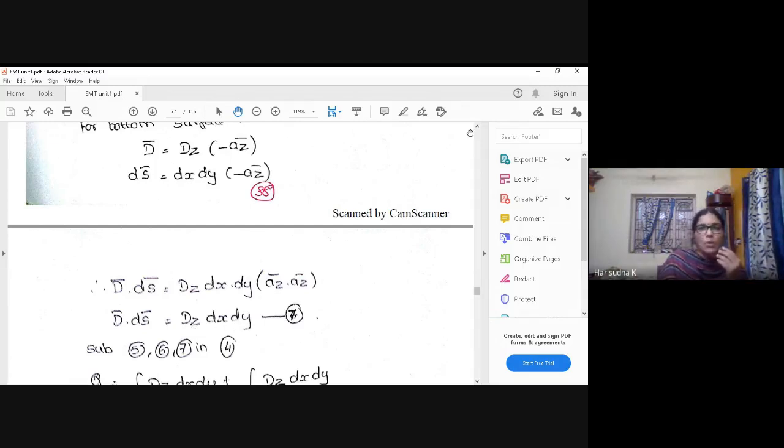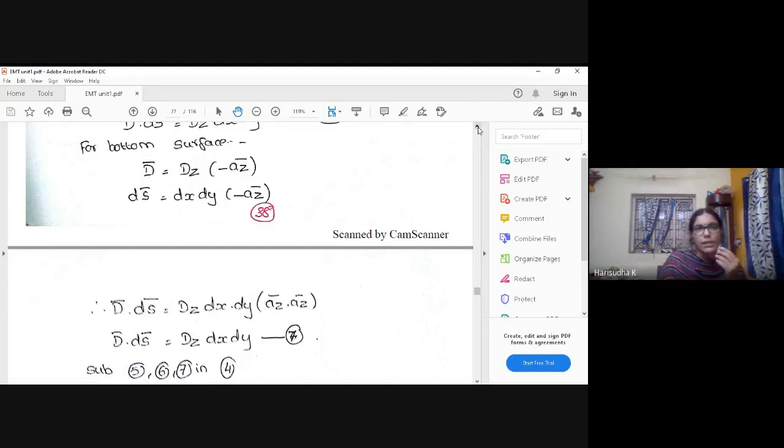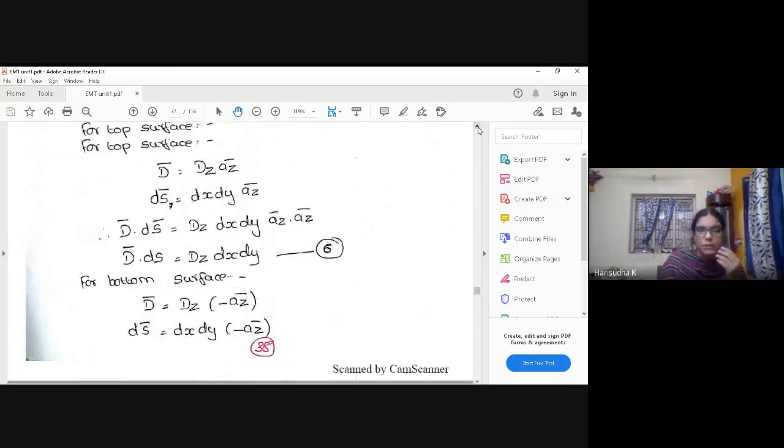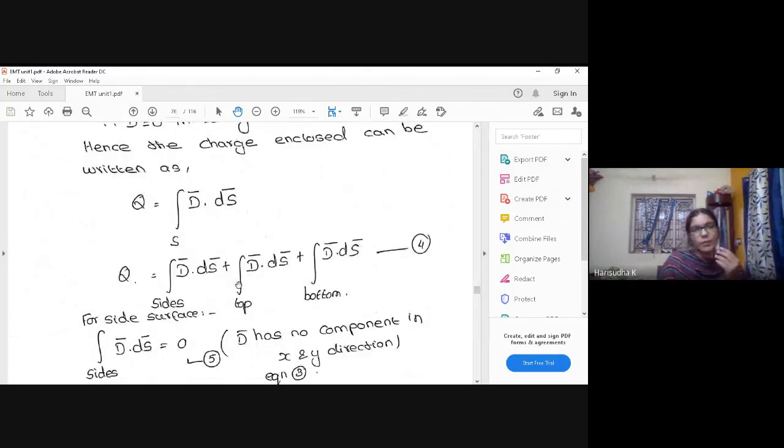So in the above equation, we have to find the charge for the sides, for the top surface, and for the bottom surface. We know for the sides it is equal to 0 because D has no component in the xy direction.